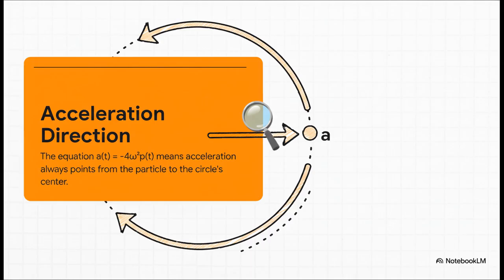And now for the direction. Since our acceleration vector, a, is just a negative constant times our position vector, p, that tells us everything. It means the acceleration vector is perfectly anti-parallel to the position vector. In other words, while the position vector points from the center out to the particle, the acceleration vector points from the particle straight back to the center, always.